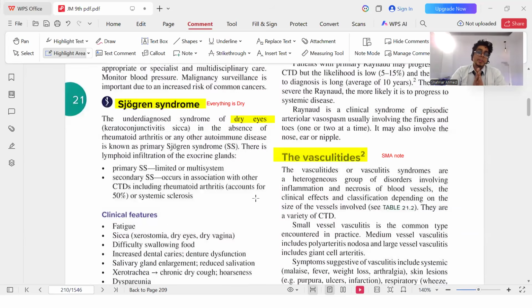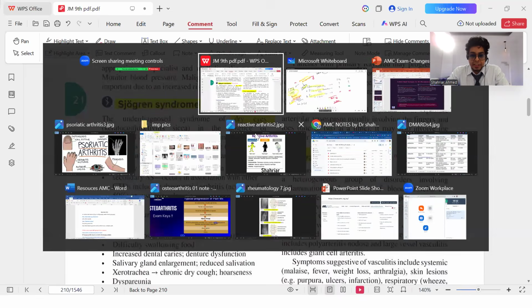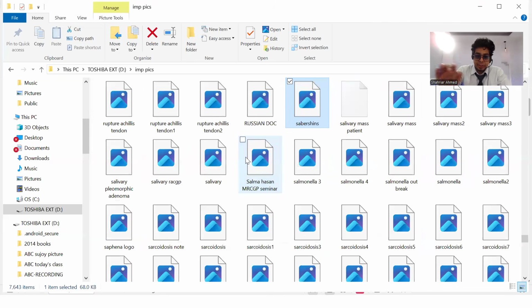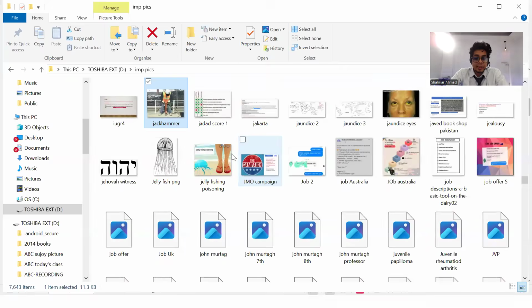Okay. Now, there is a condition named Sjogren's syndrome where everything is dried up. It's like a dry land. Eyes are dried, oral cavity is dried, even skin is dry. Sjogren's syndrome. I have a very nice picture for that, for Sjogren's, if you just allow me.